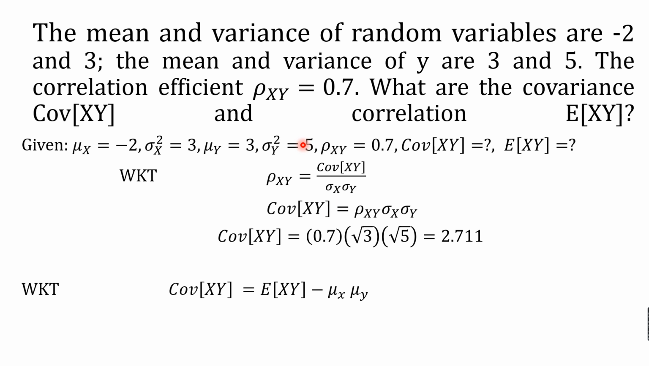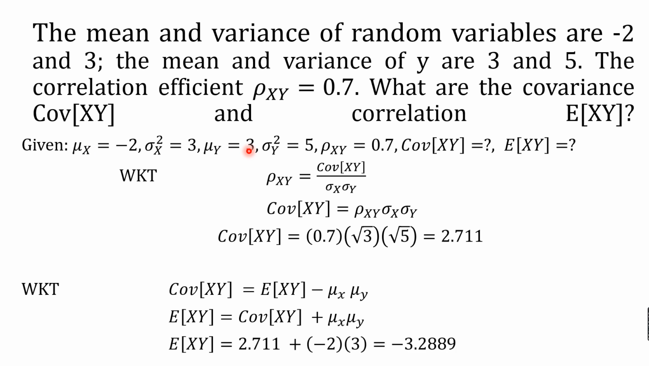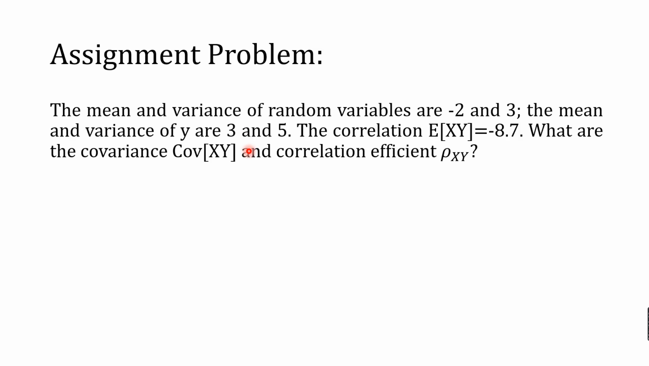Alright, they have asked us to calculate the correlation of xy. Using this formula, it can be calculated. Covariance is already calculated here, 2.711. Mu of x, mu of y: so -2 and 3, -6 plus 2.711. That gives -3.2889. I think these are simple formulas.